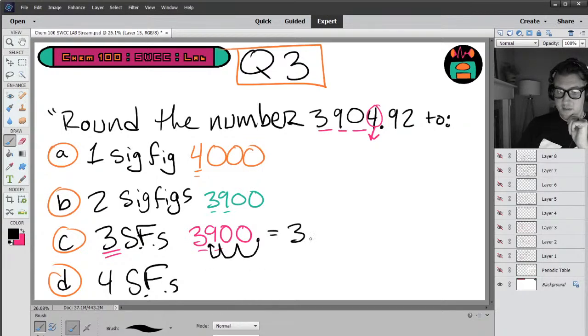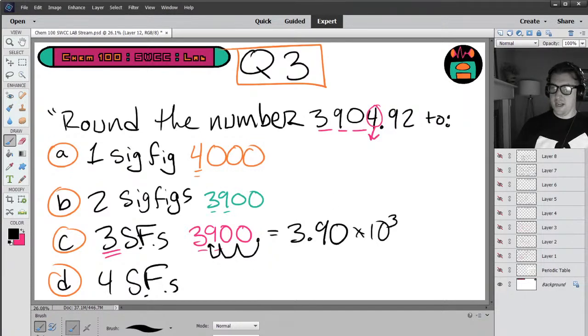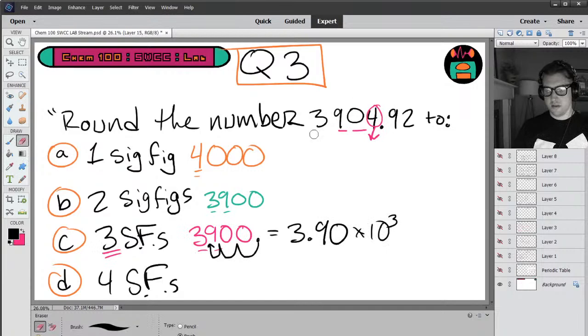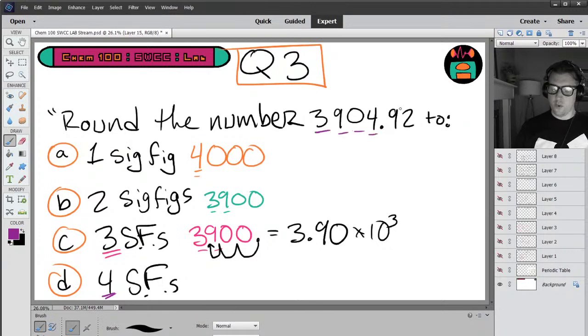So this will be 3.90 times 10 to the third, right? 1, 2, 3. And we moved it to the left, so it's positive. All right, and then finally, let's take a look at number 4. If we have 4 sig figs, we count off 1, 2, 3, 4. This 9 rounds up. So rounded to 4 sig figs, this would be 3,904.